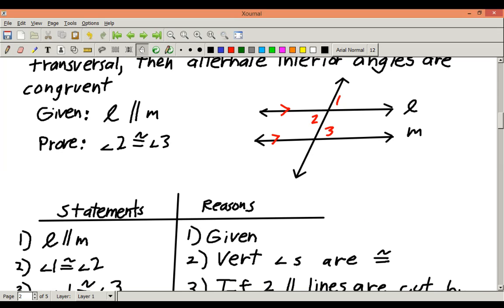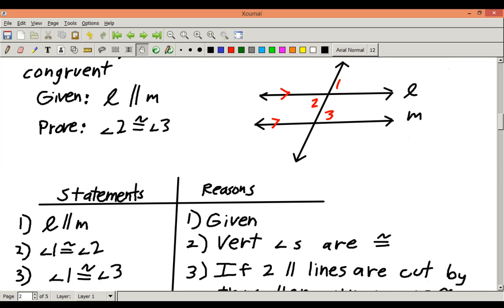Angle 1 is congruent to angle 2. So if you look at their orientation here, those are vertical angles. And we had a theorem earlier in the year, vertical angles are congruent, which we already proved. So now we're using that theorem to prove a new theorem. So vertical angles are congruent is our reason for statement number 2.